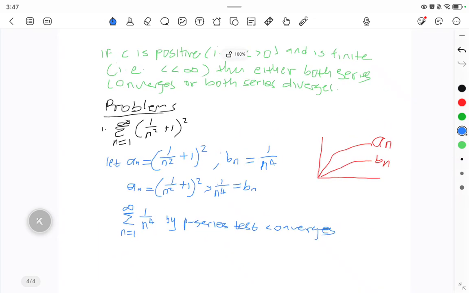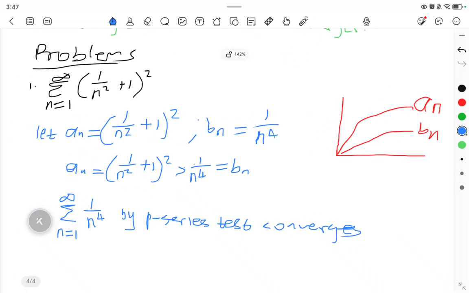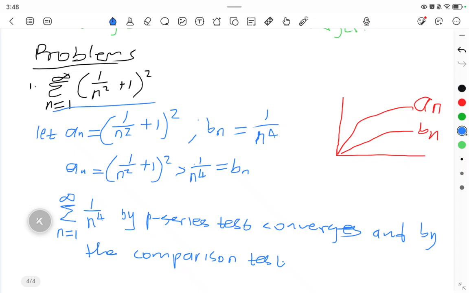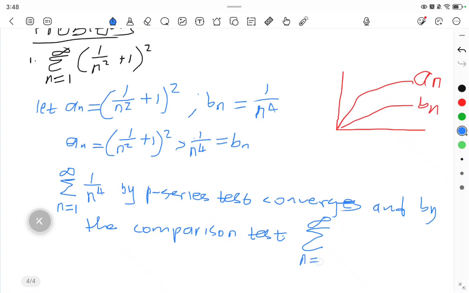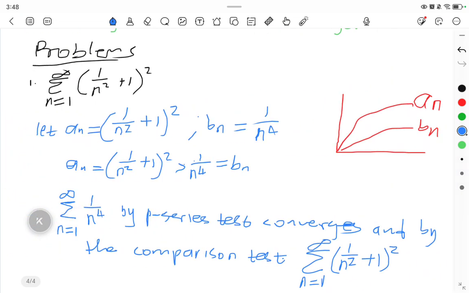Bn converges by the p-series test. By the comparison test, I want to see whether this will converge or diverge. Just because Bn converges doesn't necessarily mean that this one will also converge. I must confirm, so I come back here.